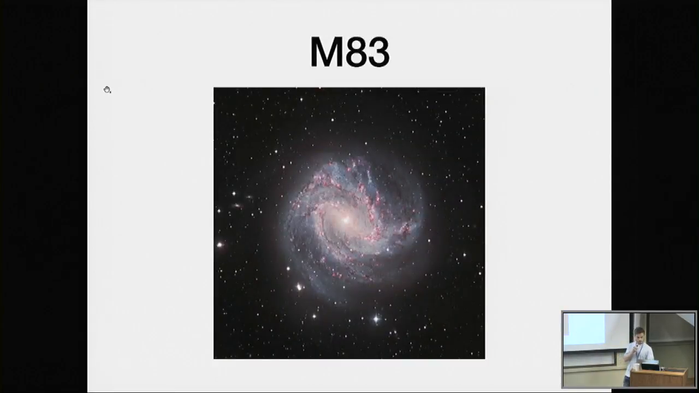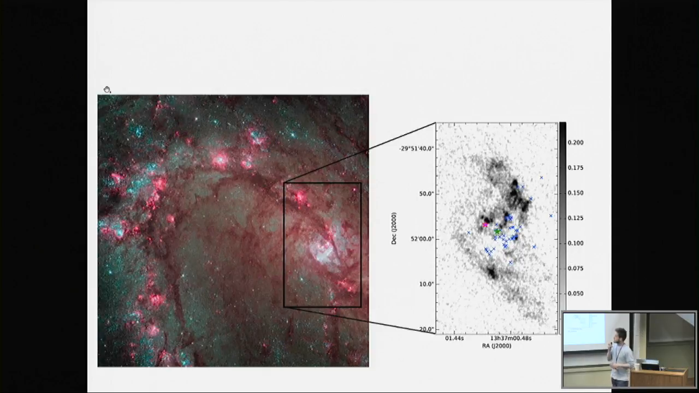But I thought I'd treat you to some M83 data, which is a project I've been working on for the past year. This is a nearby barred spiral galaxy. I've been studying the center of this region with some ALMA data. This is 0.5 arcsecond resolution, which is about 12 parsecs at this distance. This is the HCN integrated intensity map. We also have HCO plus data.